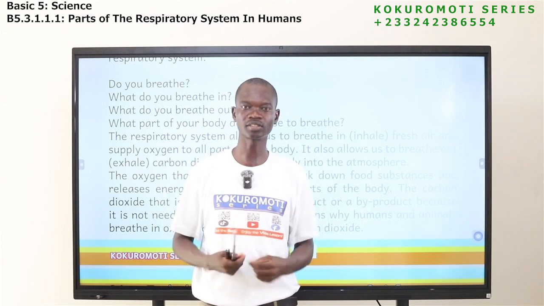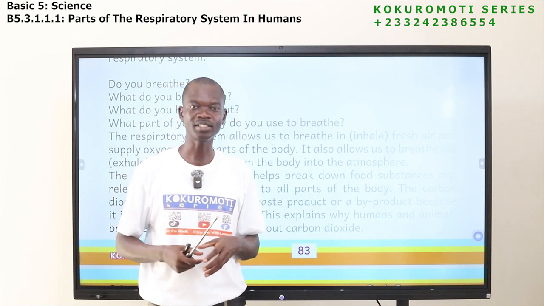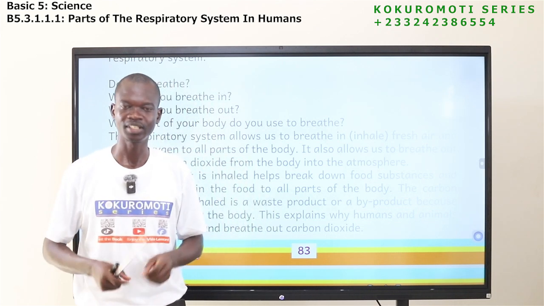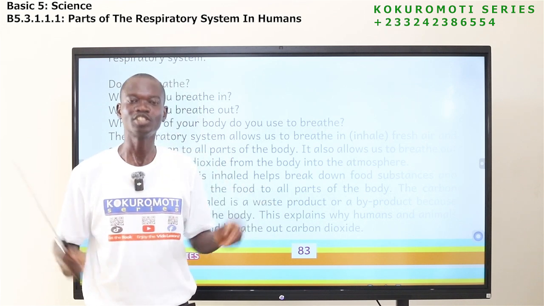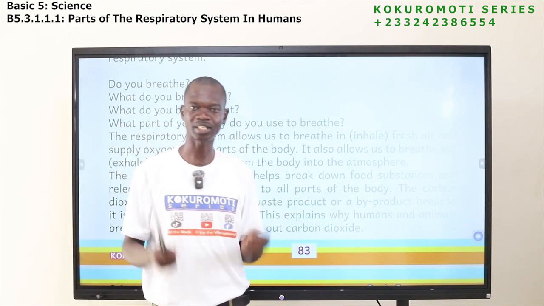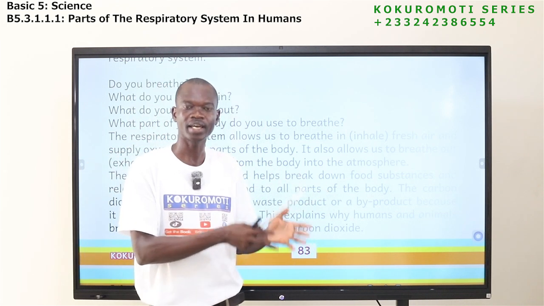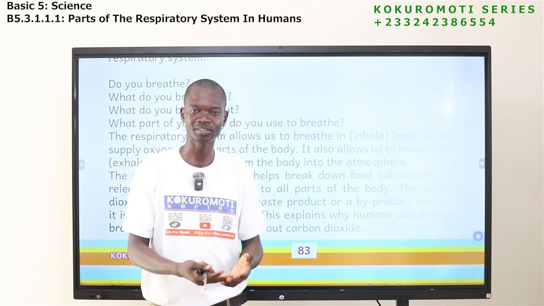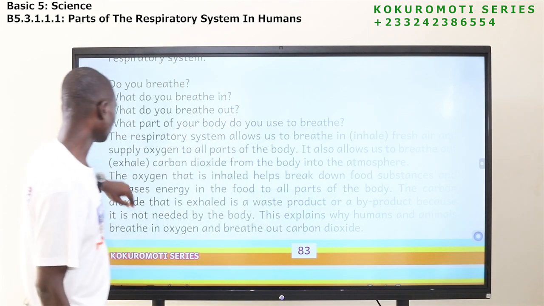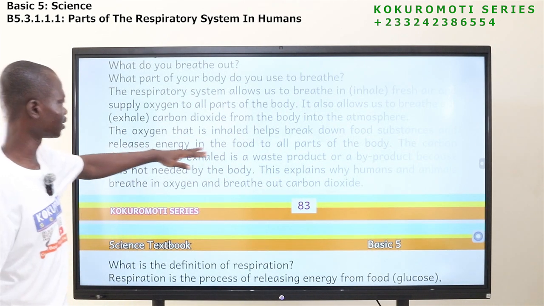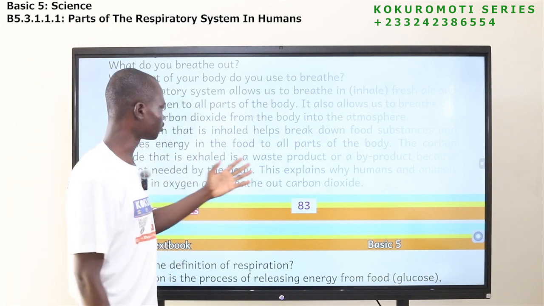So when the air goes into the body, the body needs oxygen, so the body will use the oxygen. The carbon dioxide, which is part of the air, the body doesn't need it. So the respiratory system will ensure that the carbon dioxide, which is the unwanted air, will come out into the atmosphere.